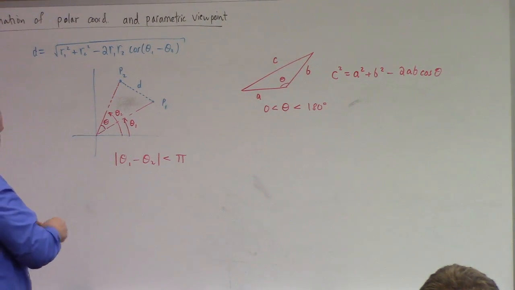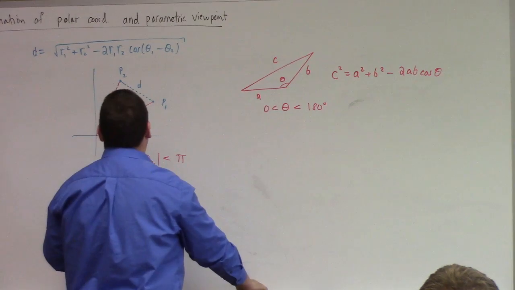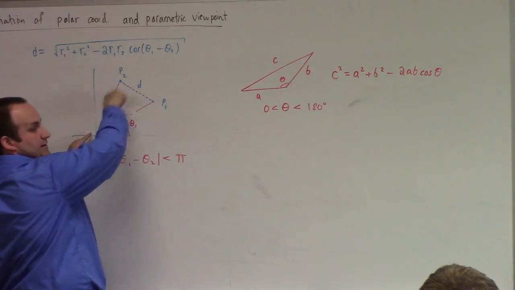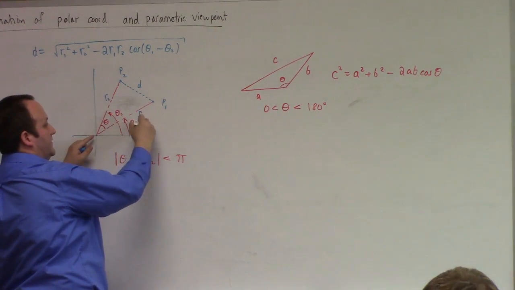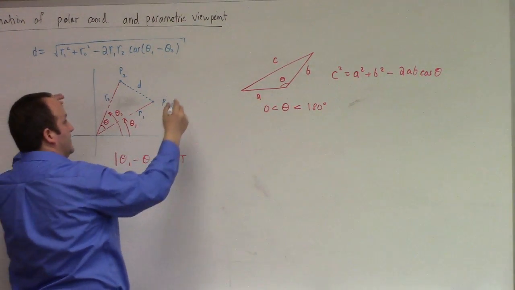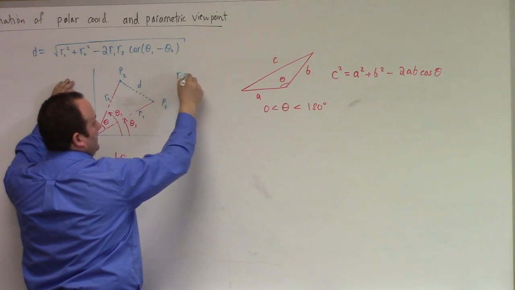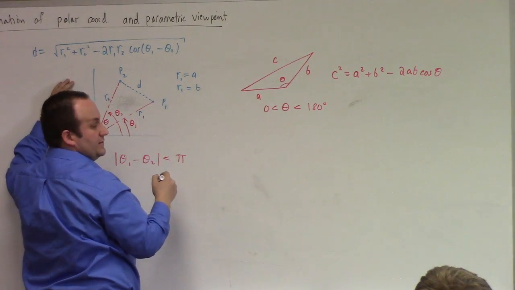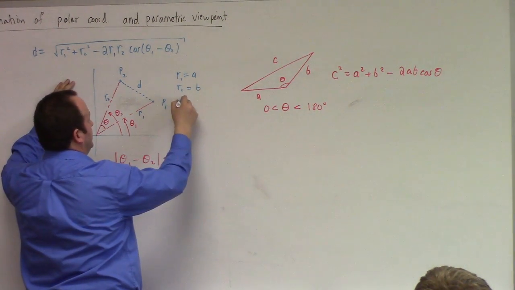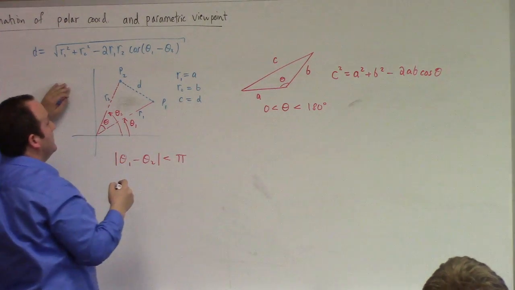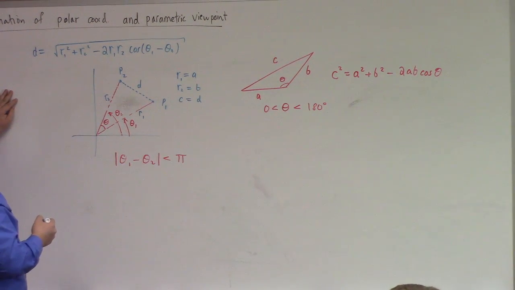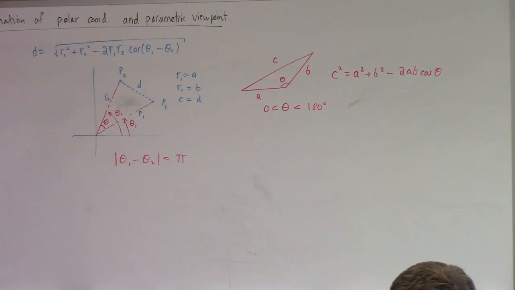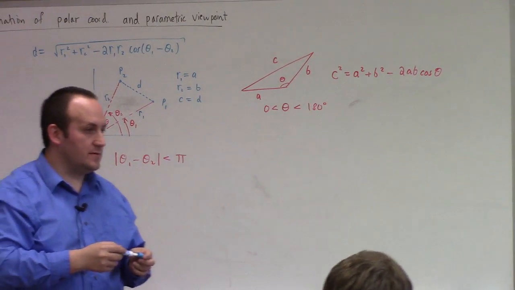Oh, if I write much more, I've solved your problem. This length is R2, and this is R1, so I would just start making a dictionary: R1 is A, R2 is B, and C is equal to D. I think we're done. Sorry. There's not much to do here, really. It's mostly a question of interpretation.